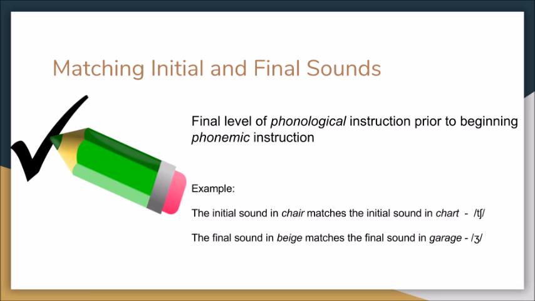After instruction of syllables and rhyme discussed in the previous slide, we begin instruction in matching final and initial sounds. At this point, it would still be beneficial to avoid use of letters during instruction. Manipulatives that represent sounds are a great way to do this. For example, the initial sound ch in chair matches the initial sound in chart. Use a purple block to represent the ch sound at the beginning of each word. The final sound j in beige matches the final sound in garage. The same use of a manipulative color assigned to this sound may be employed.